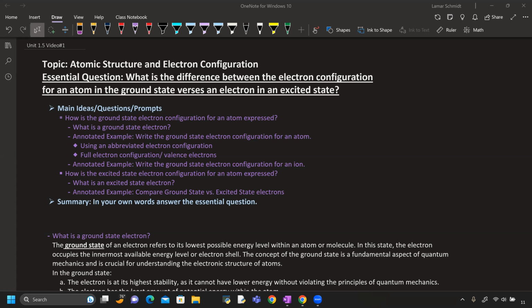And as always, we're going to use our main ideas, questions, and prompts to help answer the essential question in the summary. So let's go ahead and get started.